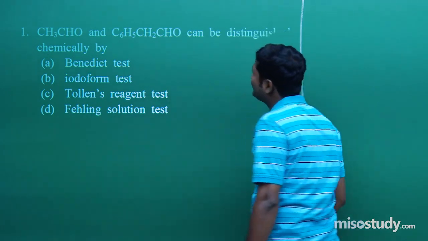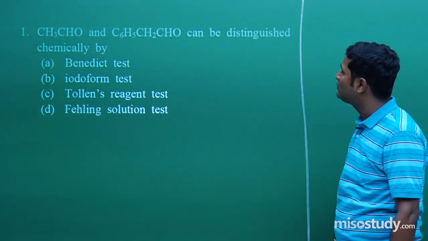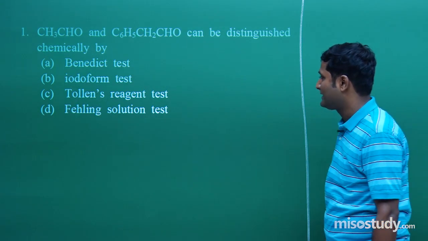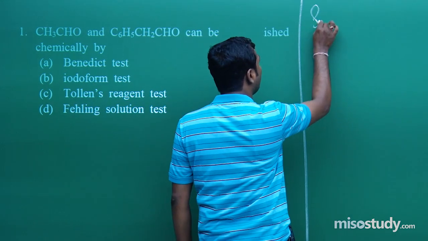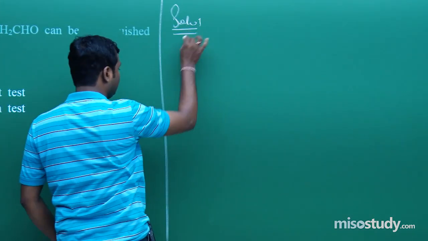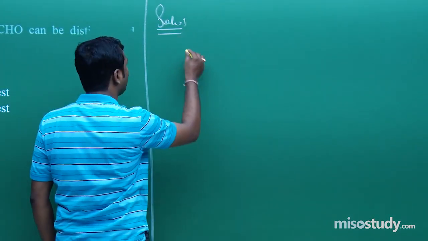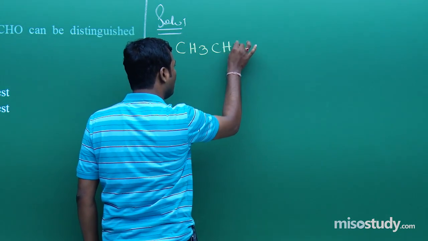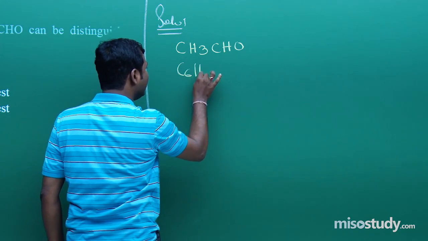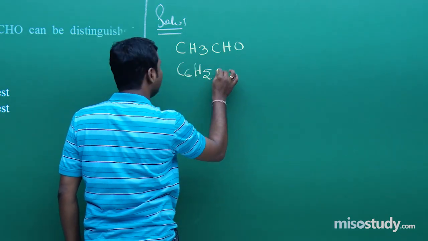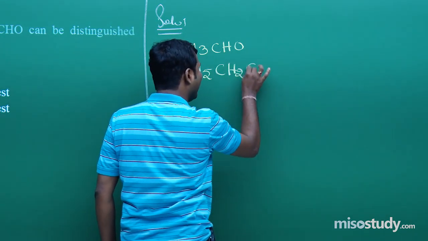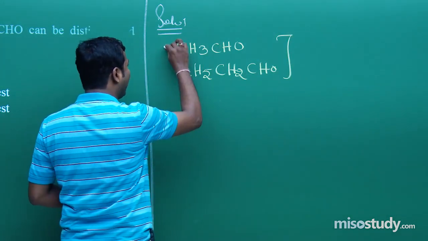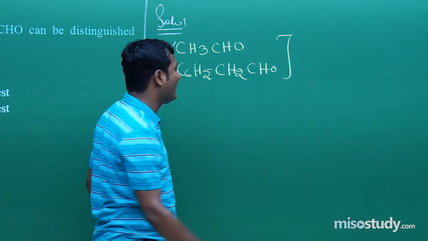CH3CHO and C6H5CH2CHO can be distinguished chemically by which test? If I talk about CH3CHO, and if I talk about C6H5CH2CHO, these two aldehydes are aliphatic aldehydes, clear?